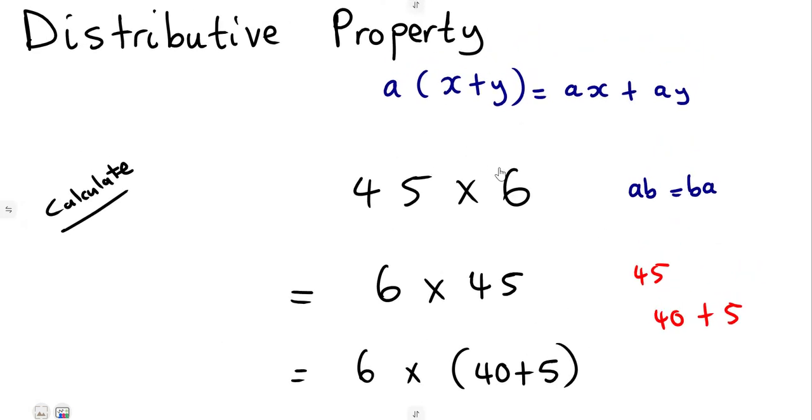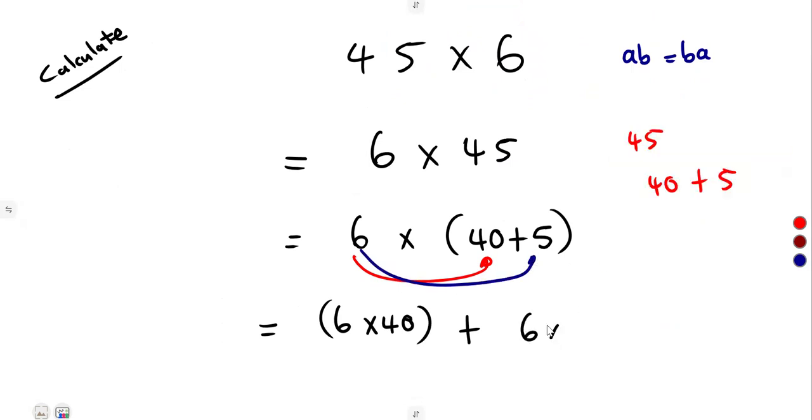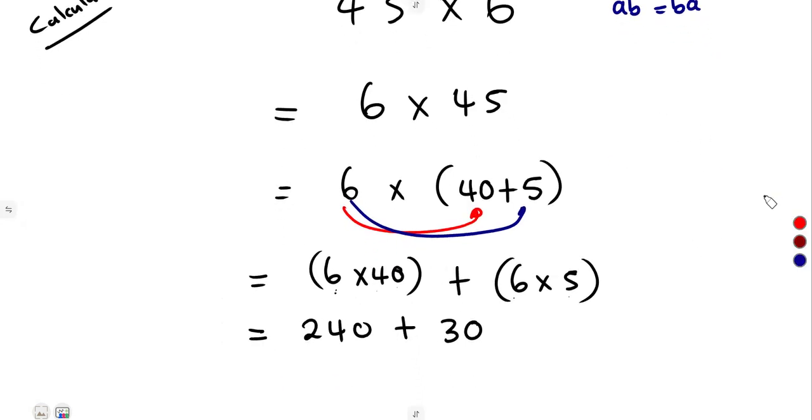The distributive property can be used. A multiplies everything. A times x, A times y. So here, 6 is going to multiply 40. It is easier for us to multiply 6 and 40. Plus 6 is going to multiply 5. It is something that we can do. 6 times 40, 6 times 0, that's a 0. 6 times 4, that's 24. Plus 6 times 5, that is 30. So 240 plus 30, that is 270. Just like that.